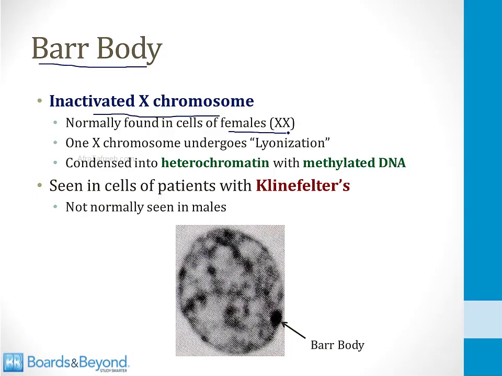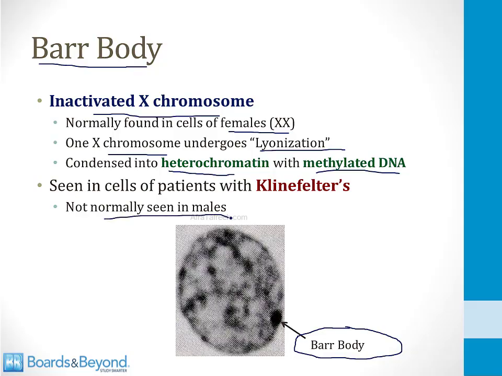Females are XX, so one of their X chromosomes undergoes a process called lyonization, where that X chromosome becomes condensed into heterochromatin with methylated DNA, and thus it becomes inactive, so that in each cell of a female's body only one X chromosome is active, the other one is inactive and appears as a Barr body, which I've shown on the screen here. It's a dark spot at the periphery of the nucleus, and it indicates an inactive X chromosome. In patients with Klinefelter syndrome, you can also see a Barr body, and normally you do not see this in males, but you will see it in males who have Klinefelter syndrome because they have that extra X chromosome.